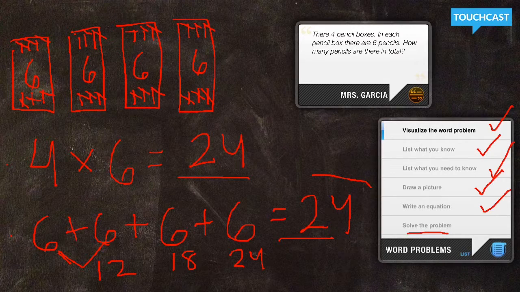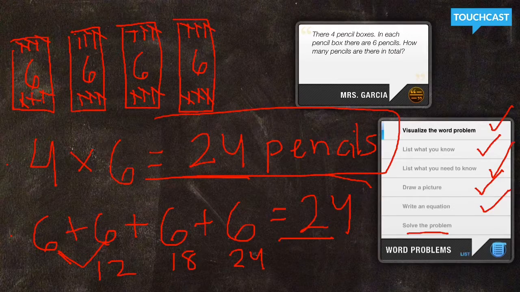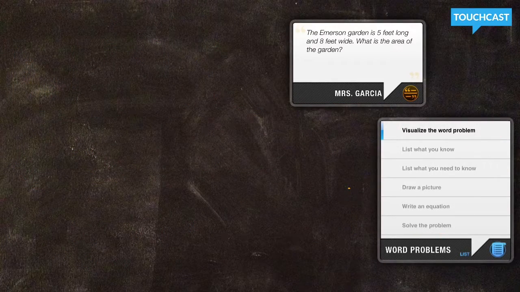So you could use whatever equation you want. You don't have to use both equations to solve this problem. So in total, there's 24, and we need to make sure we label. So it's 24 pencils in total. And so these are the steps that's going to help you be successful in solving word problems. Okay, let's try another word problem.